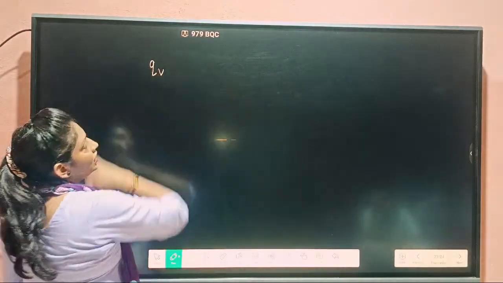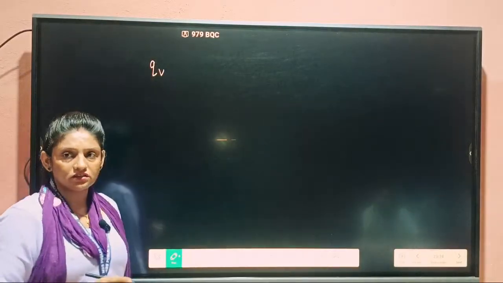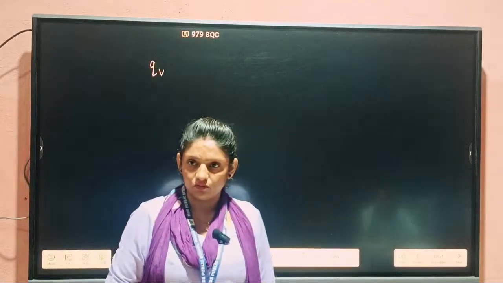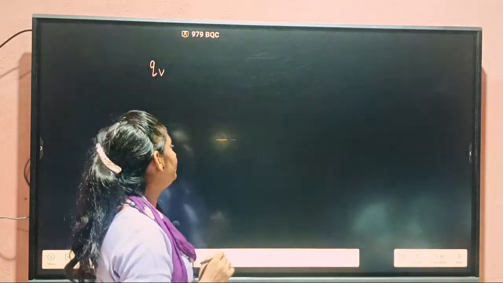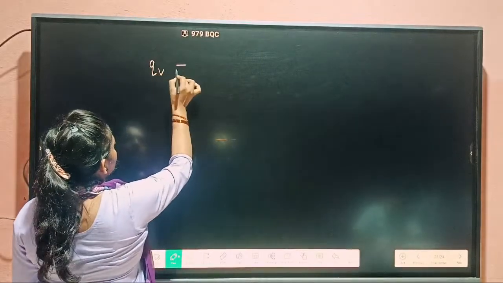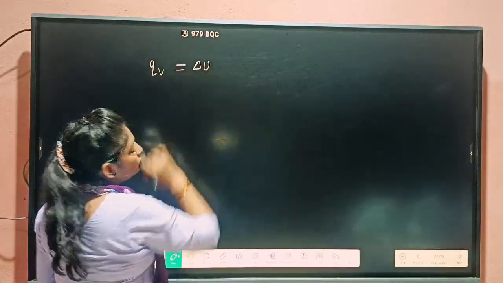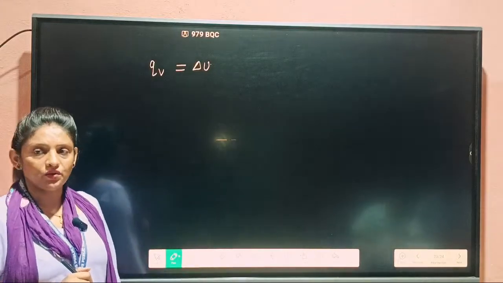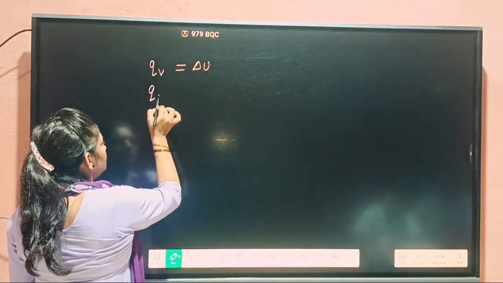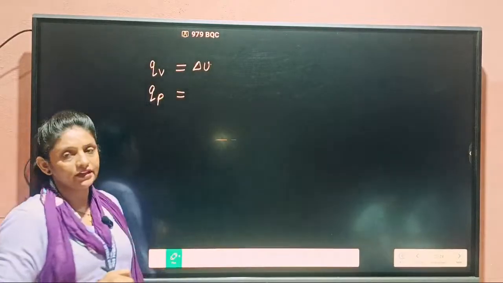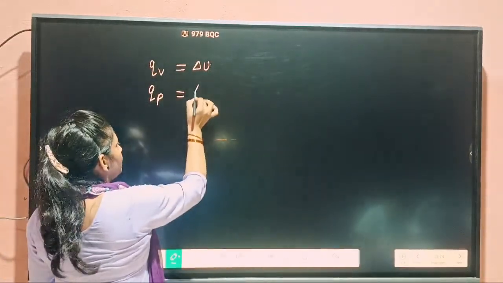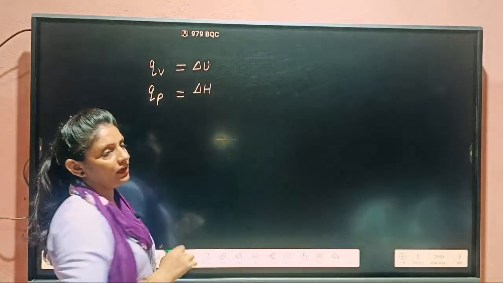Then students, you know very well, because in the previous class we have already discussed that QV is heat at constant volume. It is equal to del U. And QP, heat at constant pressure, can be represented by del H.